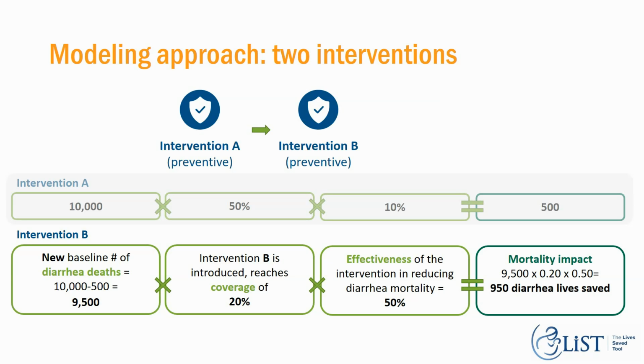It's 50% effective. And then to calculate our mortality impact, we multiply our new baseline times the 20% coverage times the 50% effectiveness, and we can see that we now have 950 lives, or potential diarrhea deaths, that were averted, so lives saved.